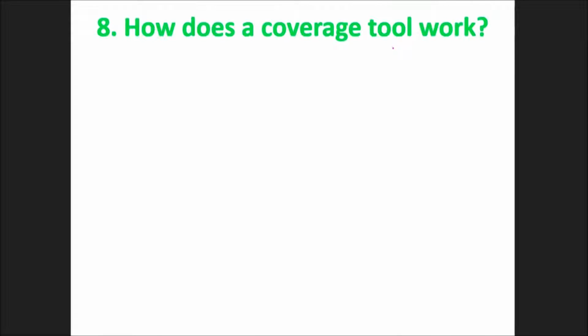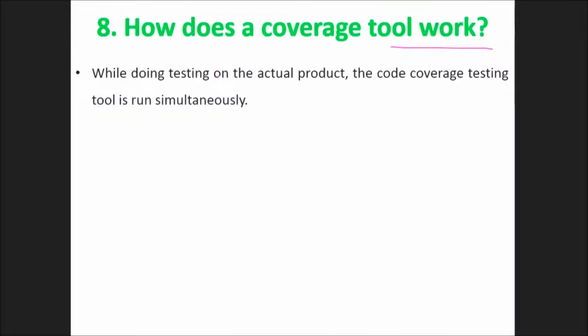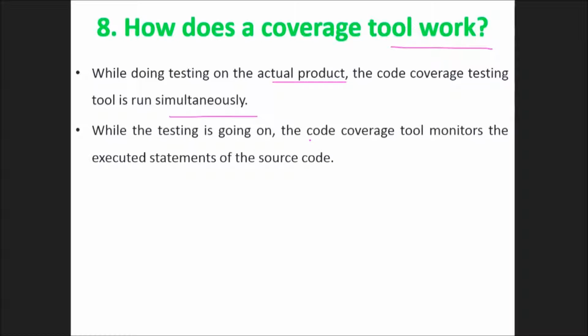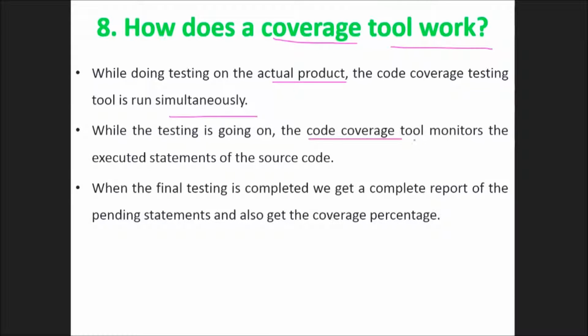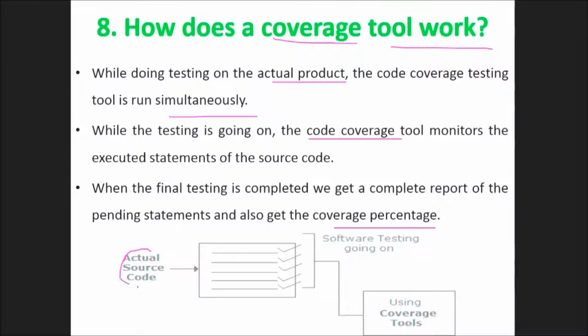So how does a coverage tool work? While doing testing on the actual product, the code coverage testing tool is run simultaneously. While the testing is going on, this code coverage tool monitors the executed statements of the source code, and when the final testing is completed, we get a complete report of the pending statements and also get the coverage percentage. So we get which statements were not covered, which were covered. Like you have actual source code, and software testing going on, we use the coverage tools in conjunction with this.